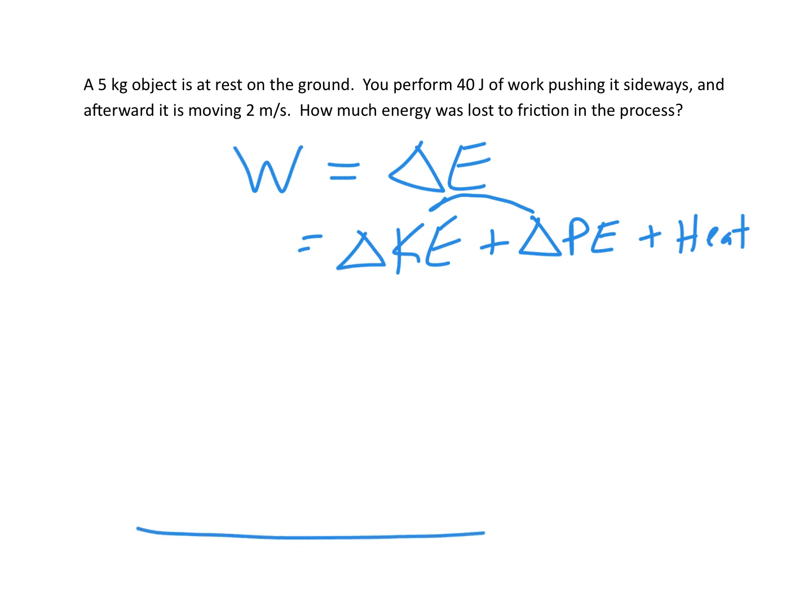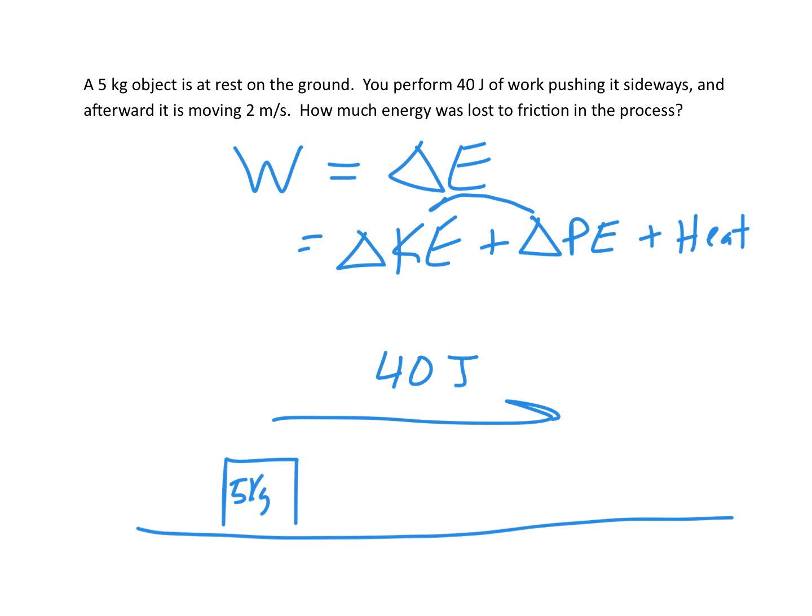So in this case, I have an object on the ground. It is 5 kilograms. And I am pushing it. Well, it doesn't say how long I'm pushing it for. All it says is I do 40 joules of work on it. So that's the work I put in. How did I do that? Did I do 8 newtons for 5 meters? Did I do 40 newtons for 1 meter? It doesn't matter. This is how much work was done. So in other words, this is how much the energy of the box has changed.